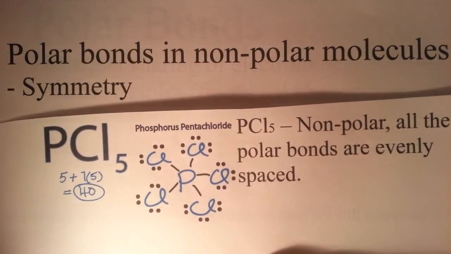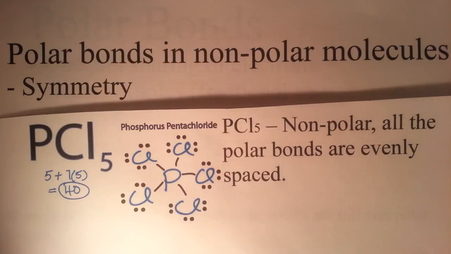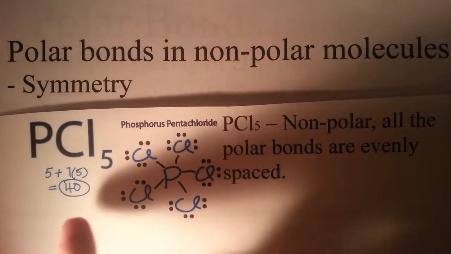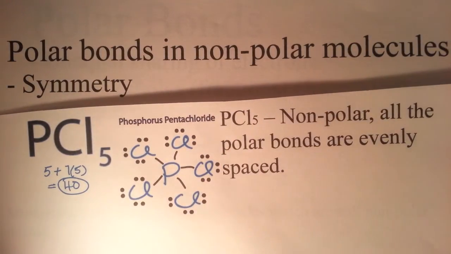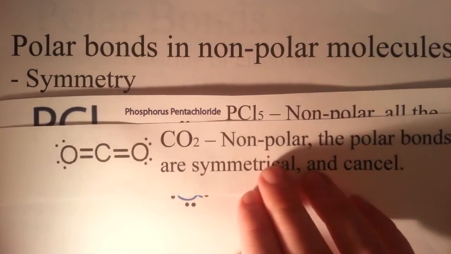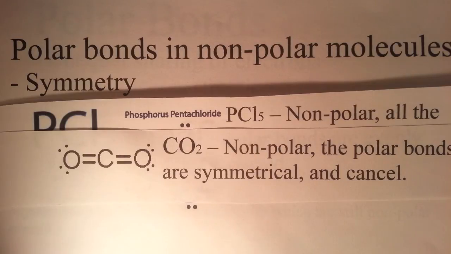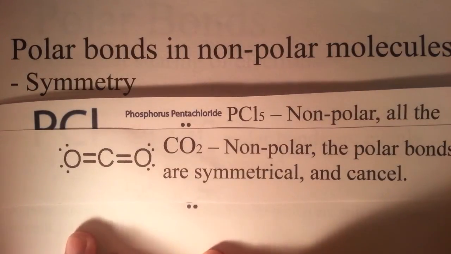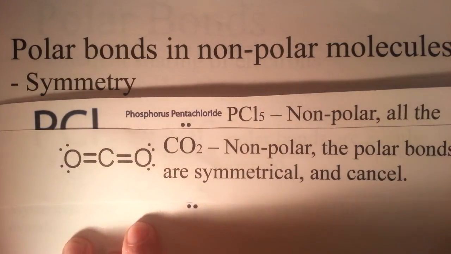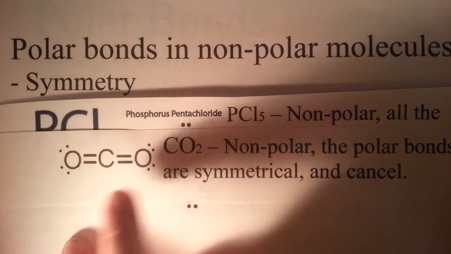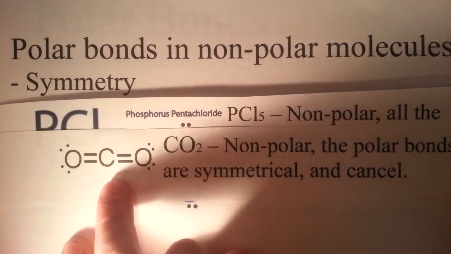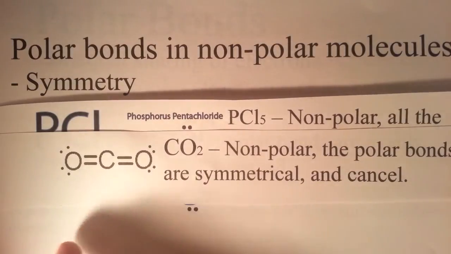You can also see that in bigger molecules like this. PCl5: you can see that each end is evenly spaced and they all have equally distributed electrons, and this is a nonpolar molecule. And then it happens in even really simple cases such as this, CO2. It's nonpolar because both of the bonds would create negative ends on the oxygen, but they just end up canceling out and it becomes symmetrical, so it's nonpolar.